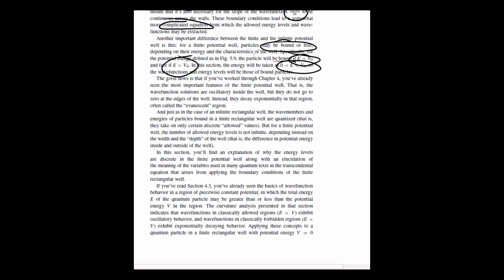So what does that mean about the region outside the well? Well, if you read chapter 4, you probably know that even though the wave functions are oscillatory inside the well, since they don't go to 0 at the edges, they will exist outside the well. But in that region, they will decay exponentially, and I tend to call that the evanescent region.